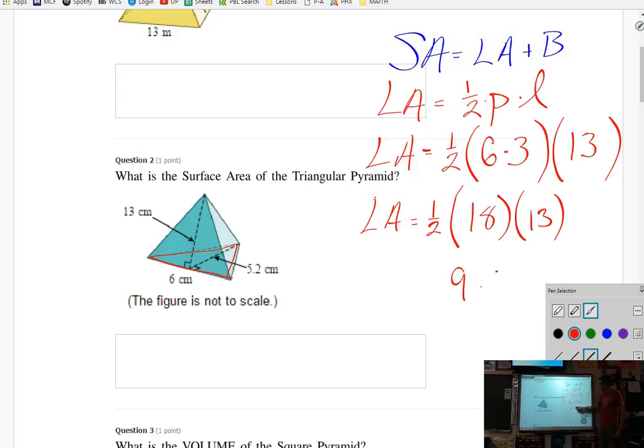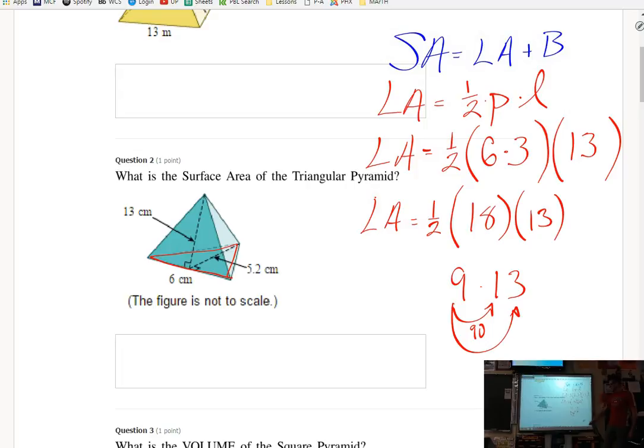Again, if you don't want to use a calculator, break this up. 9 times 10 is 90. 9 times 3. I love how awake we are on a Friday morning. 27. Put them together and we get 117. Now that's only our lateral area.